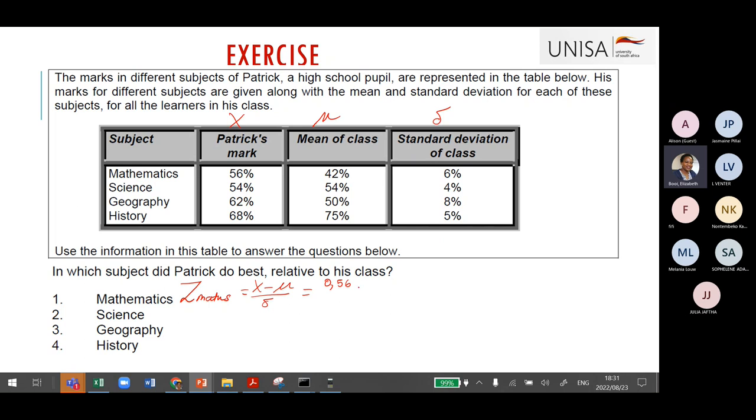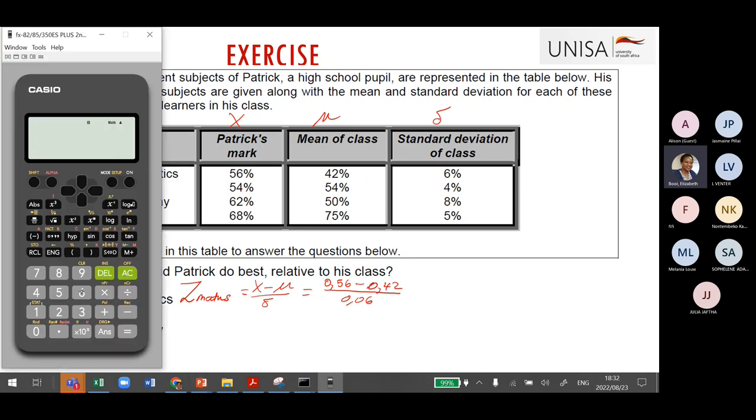The mean of 42 minus 0.42, because I just divide 42 by 100. A percentage, if I don't want to use a percentage, I just divide the percentage by 100 to convert it to a relative value. Divide by my standard deviation of 0.06, because 6%, if I show you, 6 divided by 100 is 0.06. So if you have a Casio and you get answers like this in a fraction format, you can just press the SD. It changes your answers to a decimal.